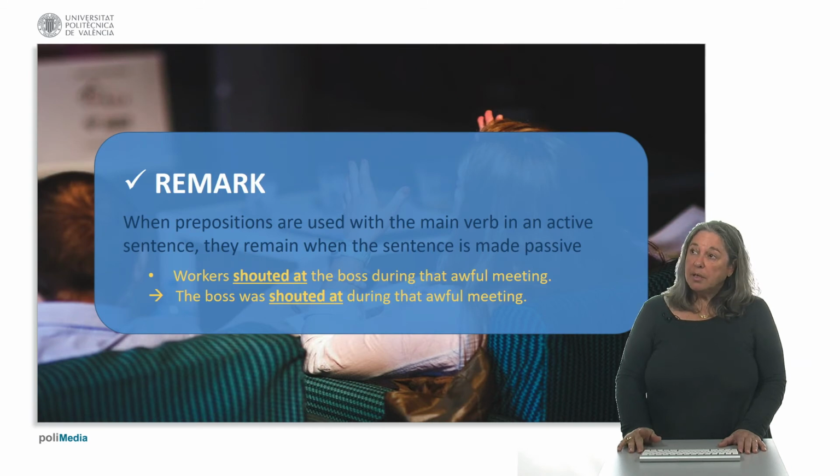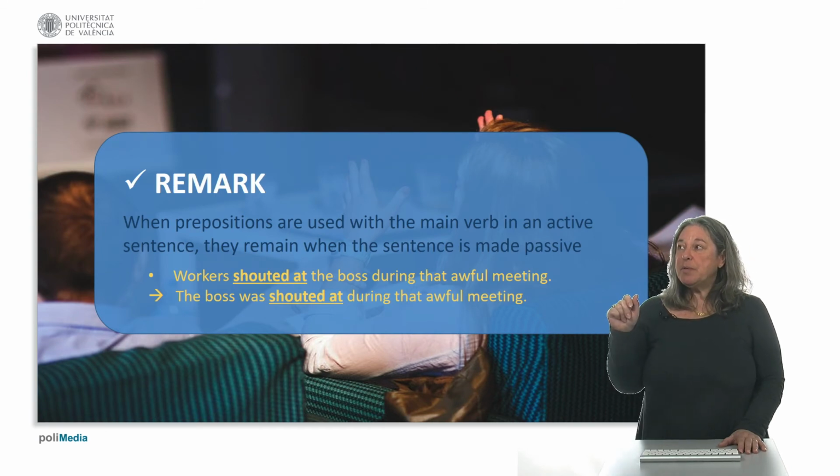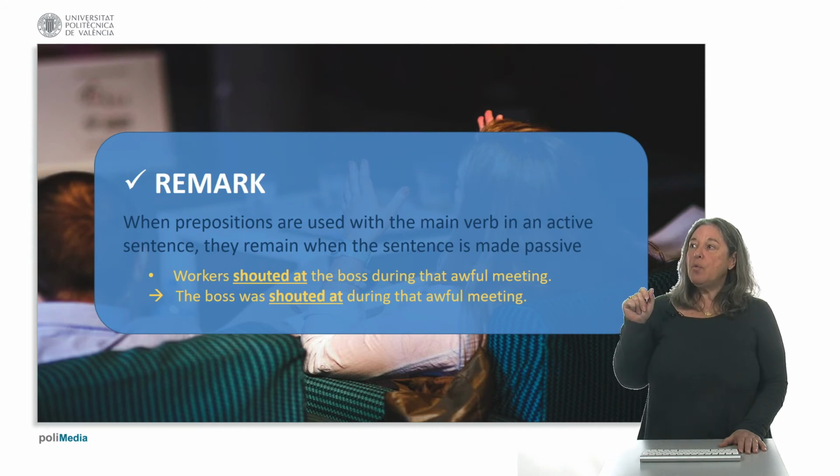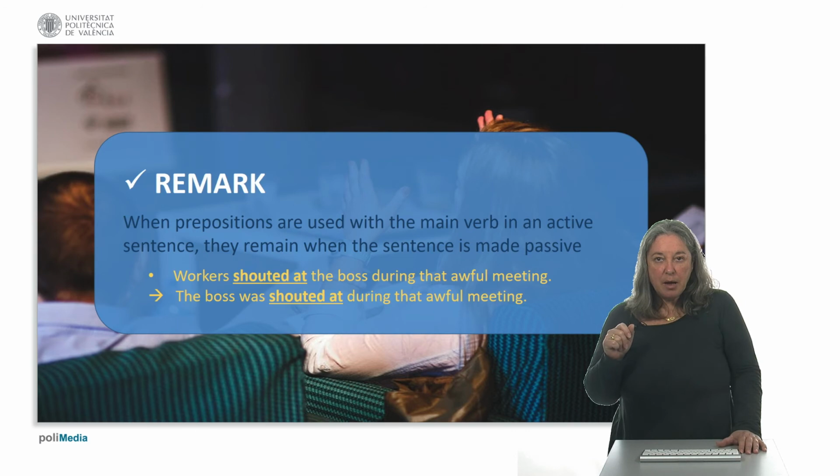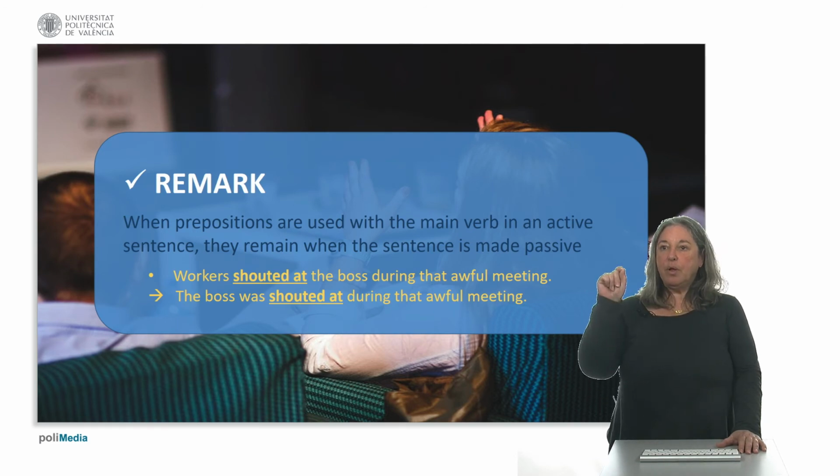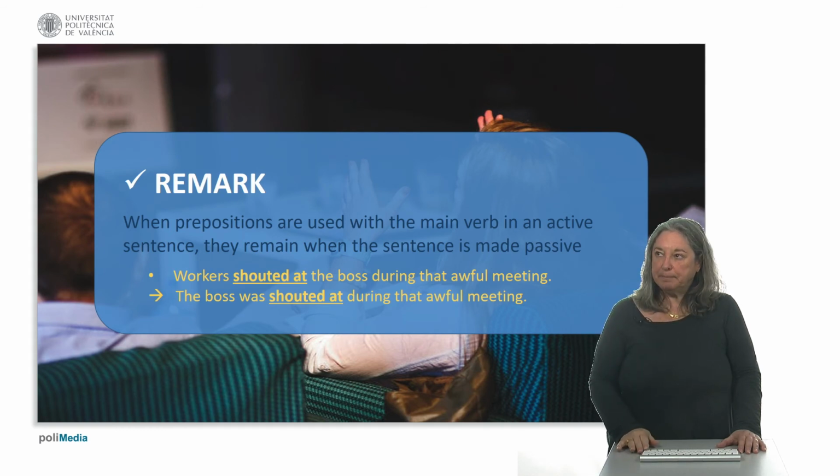Now, note that when prepositions are used with a main verb in an active sentence, they remain when the sentence is made passive. For example, workers shouted at the boss during that awful meeting. The boss was shouted at during that awful meeting.